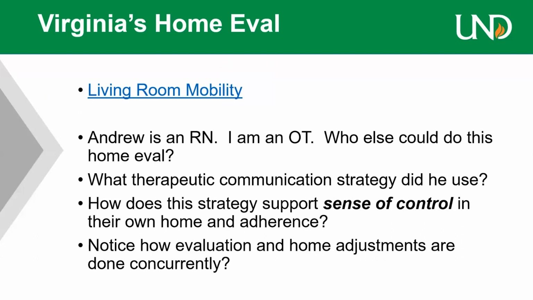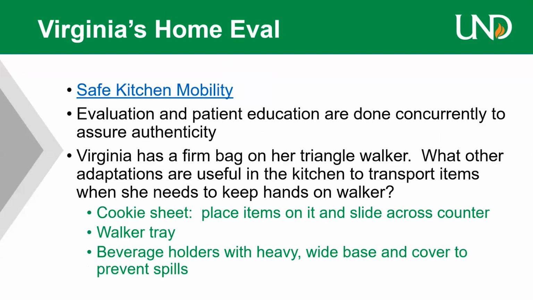And his therapeutic communication really enhanced a sense of control, which correlates with ability to follow through, or adherence to the recommendations. In the kitchen, she had a firm bag in her triangle walker to transport items. Some people who have a regular walker with 4 legs might have a walker tray that helps them transport items. Other people I've worked with have used a cookie sheet to slide items across the counter. That would not have worked for Virginia because she has other things on her counters and different leveled counters.